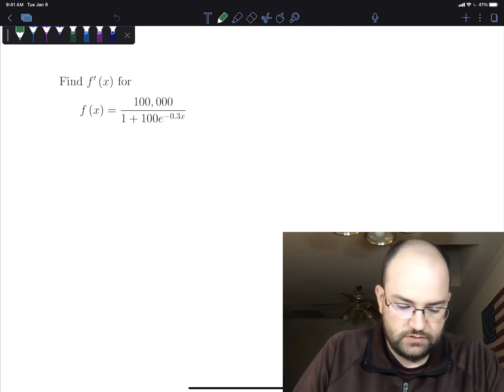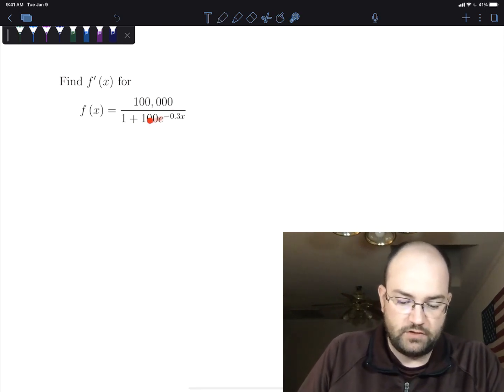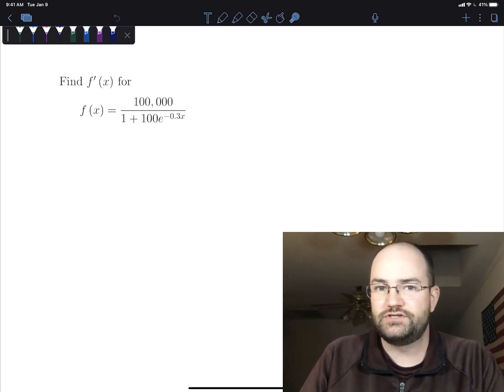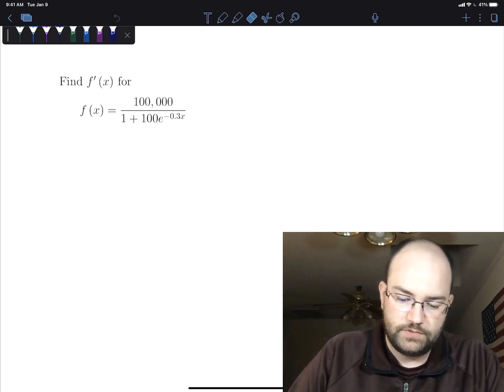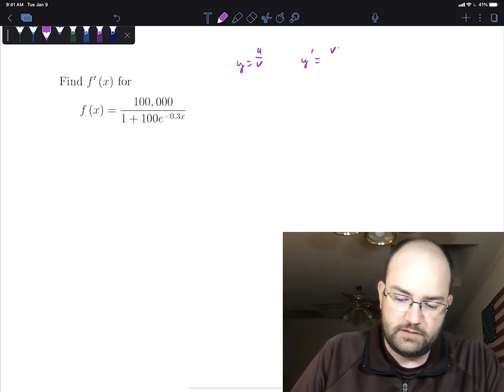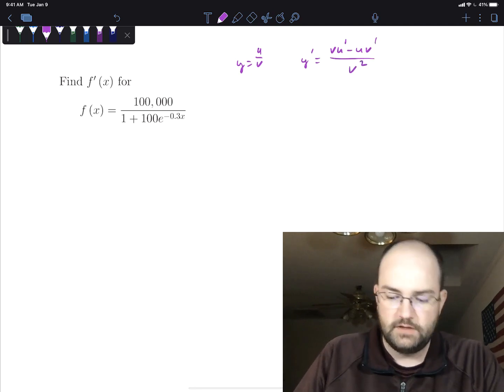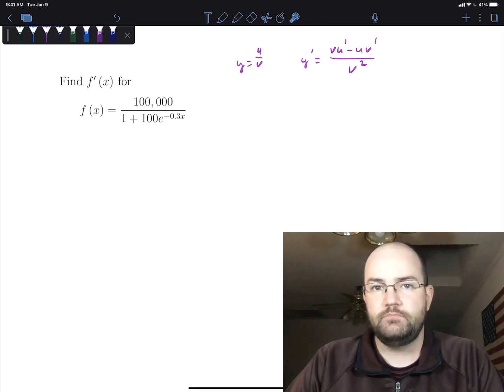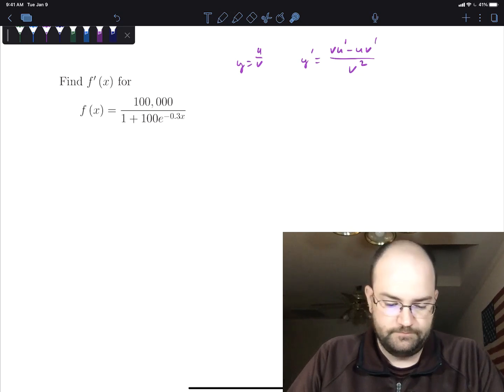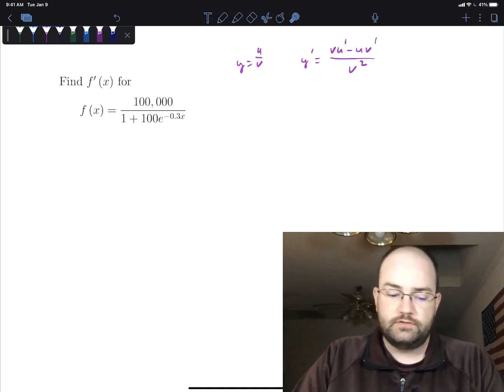Okay, so to do this, we first realize that we have a division here, which means we need to use the quotient rule. And just a reminder for the quotient rule, if you have y equals u divided by v, that means that y prime would be v u prime minus u v prime all over v squared. In other words, it's the bottom times the derivative of the top minus the top times the derivative of the bottom, all over the bottom squared. Good.